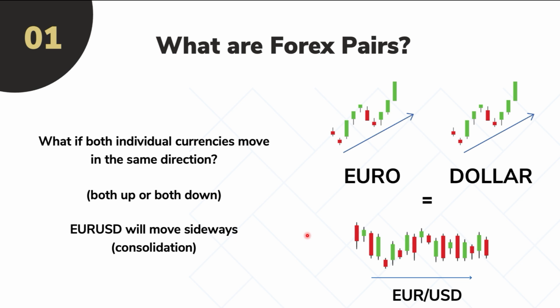And if you notice the pair you want to trade has two currencies that move in the same direction, like this example, you should avoid trading the pair because it's going to be low probability and you're probably not going to make a lot of money.